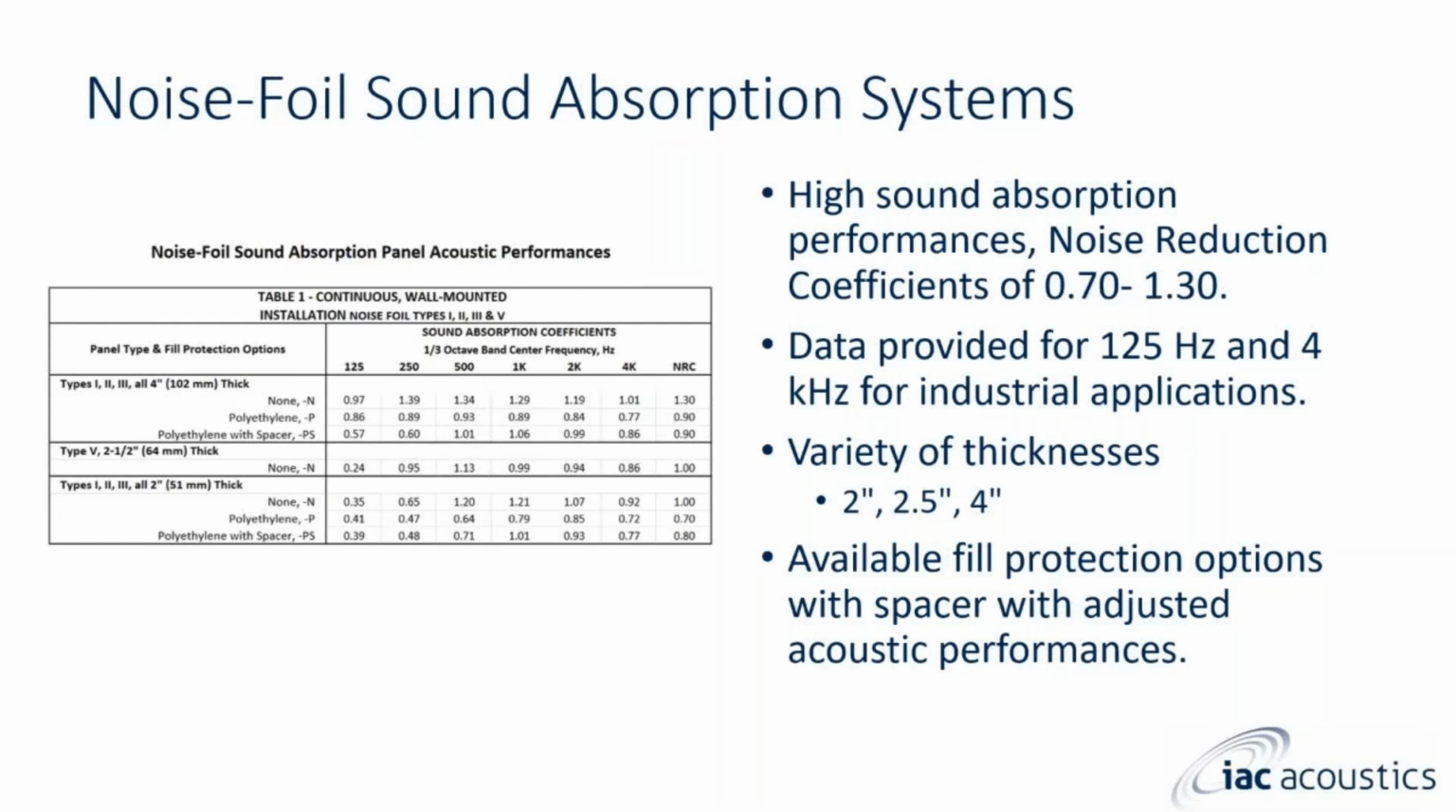You can see from the NRC values in the table that's shown that all of the panels are highly absorptive. The NRC values range from 0.7 to 1.3, and the sound absorption coefficients from 125 to 4K are also all very highly absorptive. One trend that you'll notice is that at the lower frequencies, there's less sound absorption. That's generally true. The other trend that you'll notice is that by increasing the thickness of the panel, in many cases, you're able to improve the sound absorption in the lower frequencies.